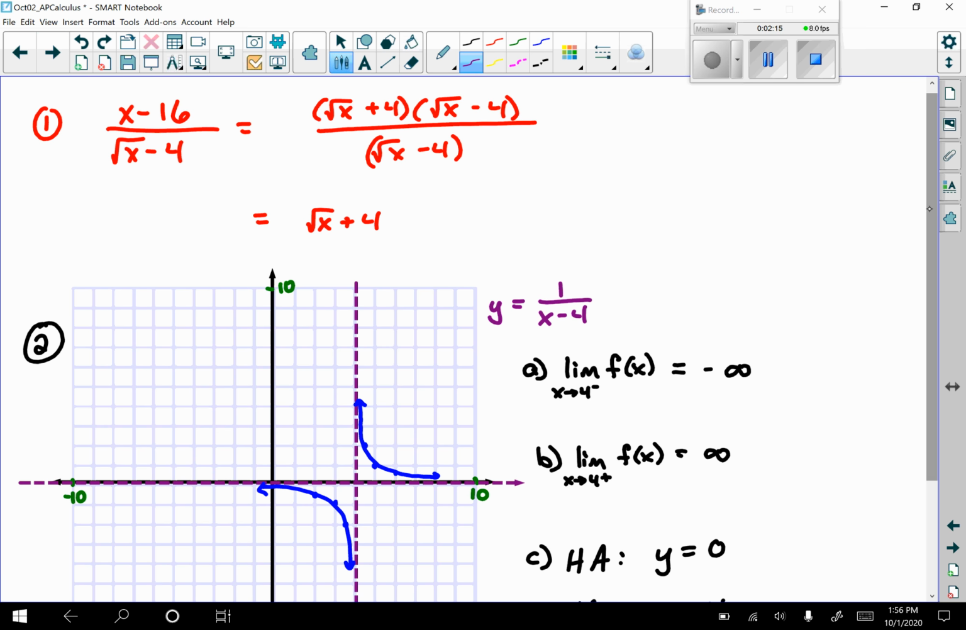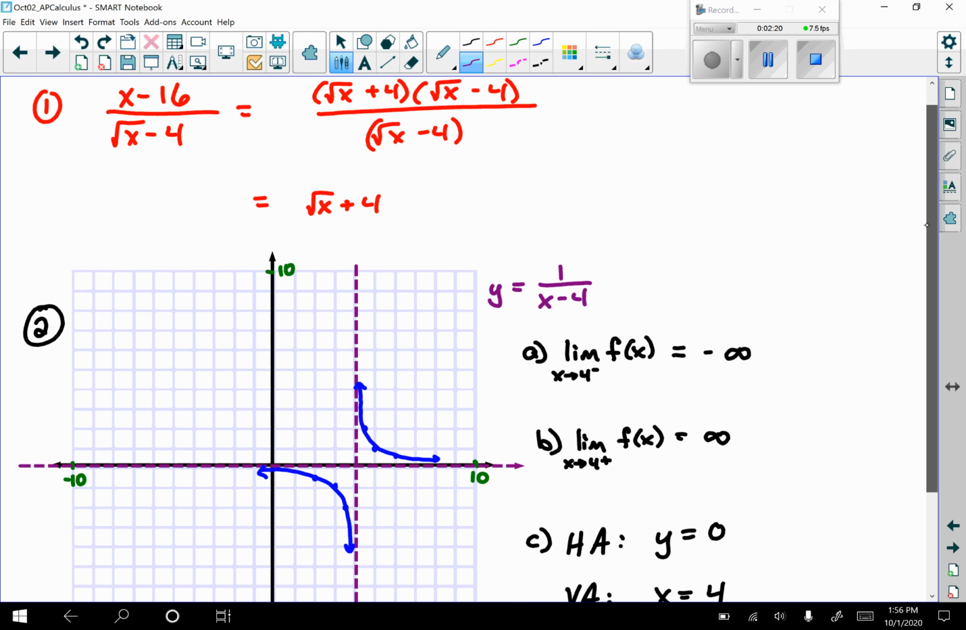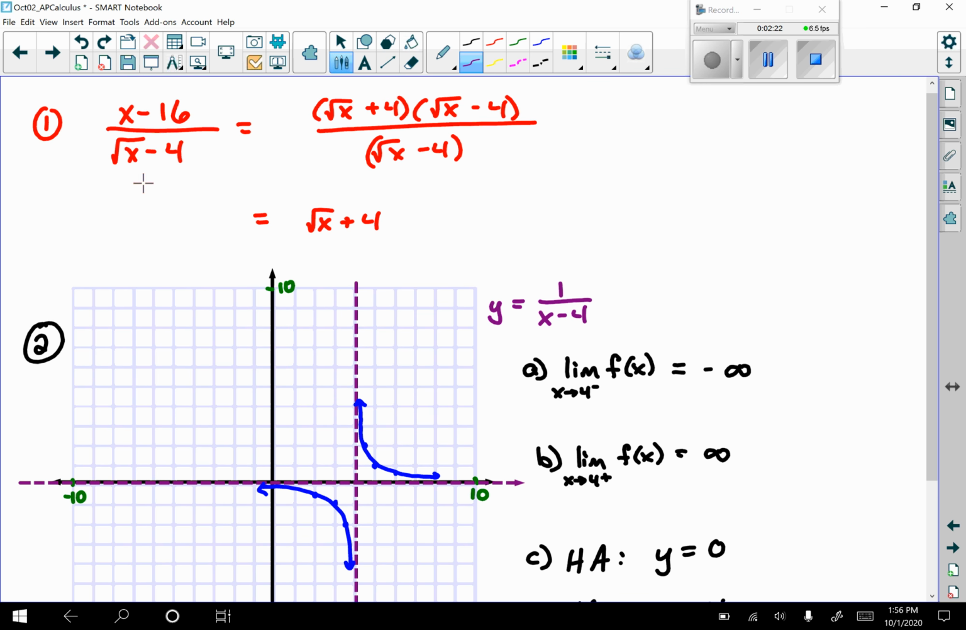So here are the solutions. So this is just showing you if we ever see an expression like number 1, even though the top doesn't look like what we're used to seeing as a difference of squares, we could still factor it as such because of the nature of that denominator.